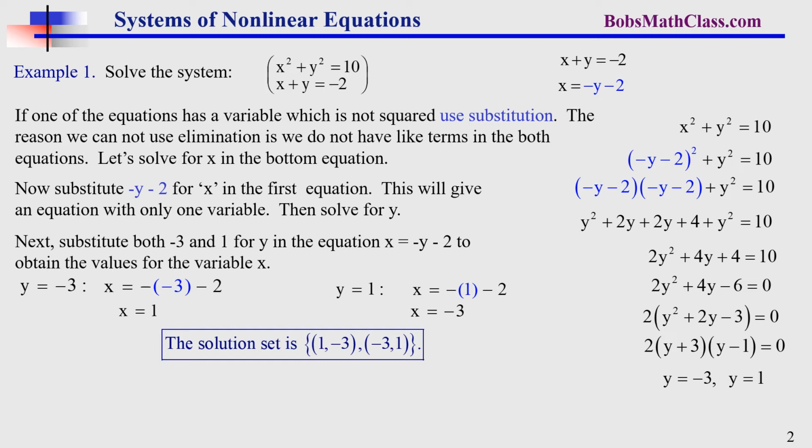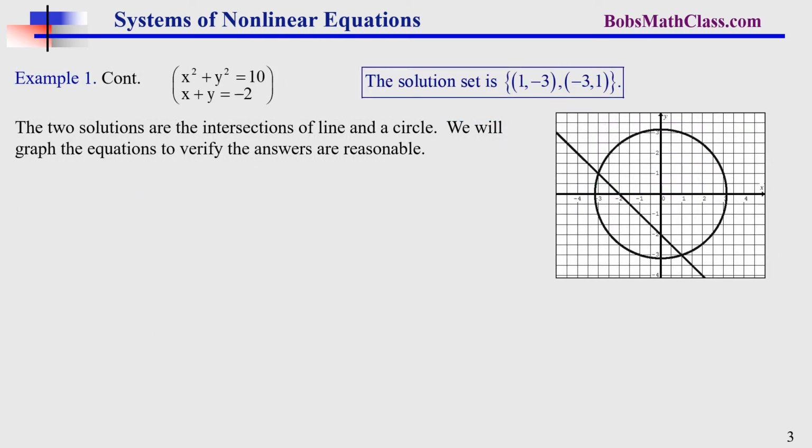Those are 2 points on a graph where the two graphs intersect. Okay, so we are all done. On the next slide, we're just going to look at the graphs of both of these. But basically, we're done here. Okay, so here's the graph of these two equations. Again, the solution is 1, negative 3, and negative 3, 1.